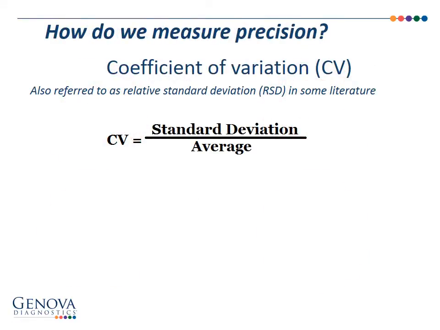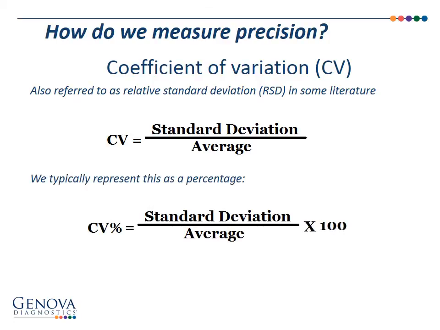So how do we measure precision? We use coefficient of variation, or CV. You might see this in the literature too as RSD, or relative standard deviation. It's the same calculation, but the CLSI guidelines and CMS both refer to CV, so that's what we refer to. And at Genova, we typically represent this as a percentage. It takes that standard deviation and puts it in context of your average. So it sort of makes your standard deviation show you what the true representation of your spread of samples is.